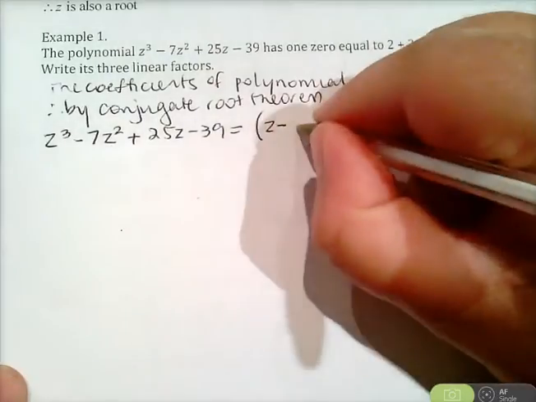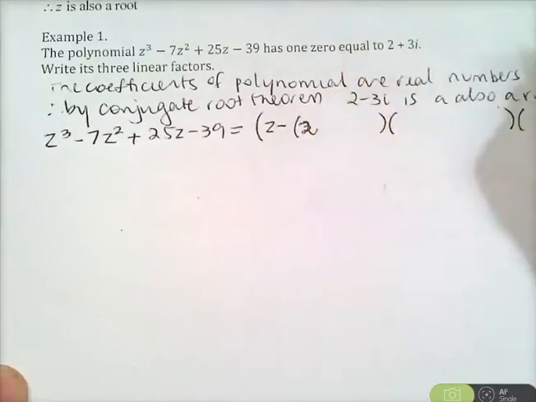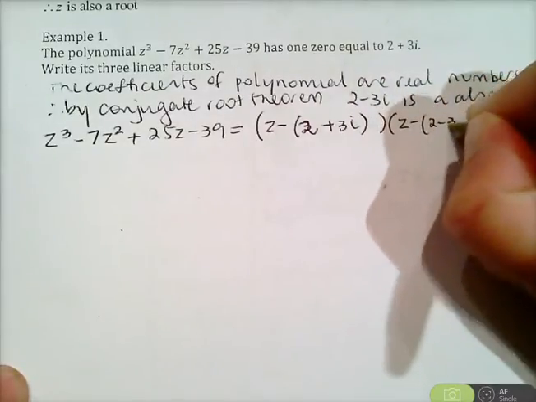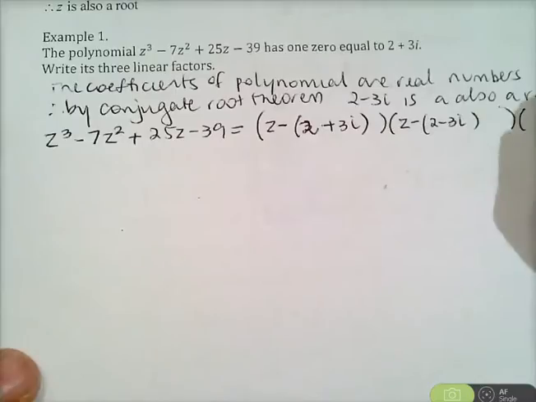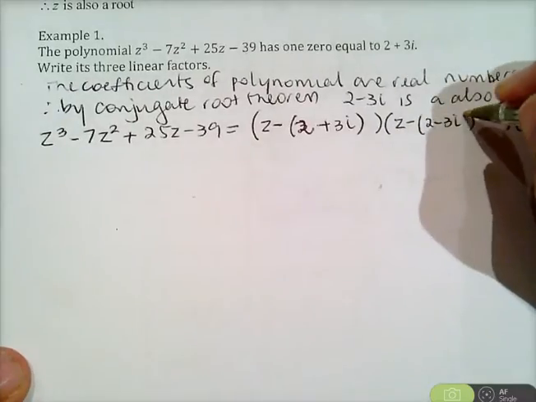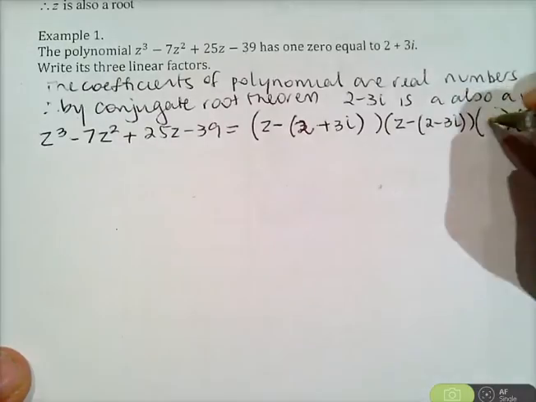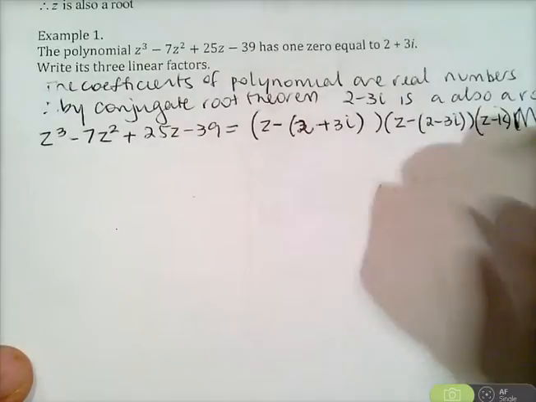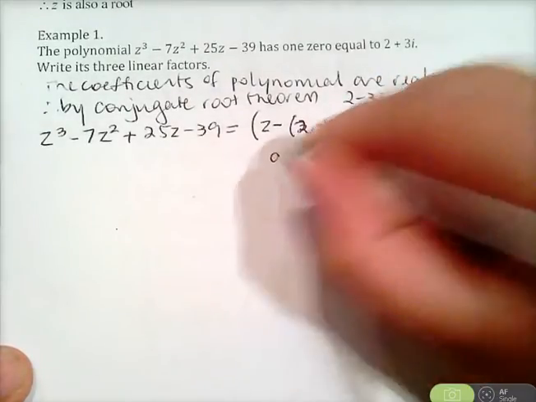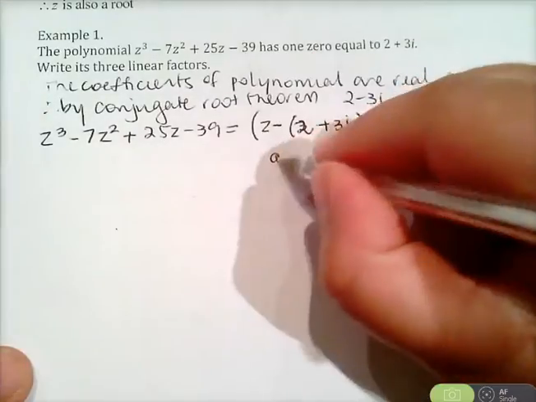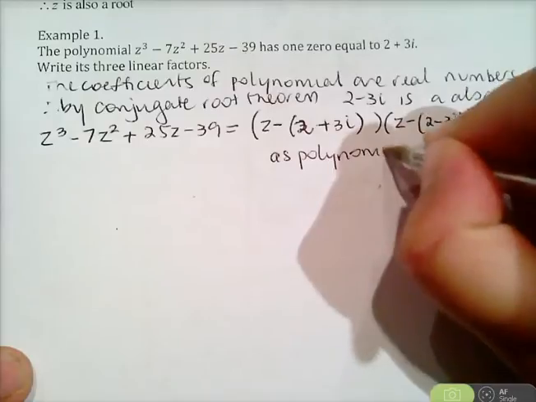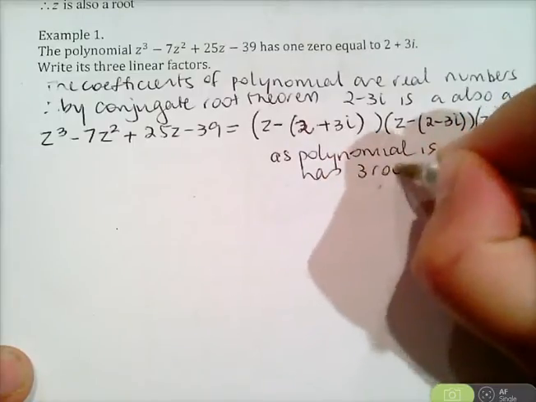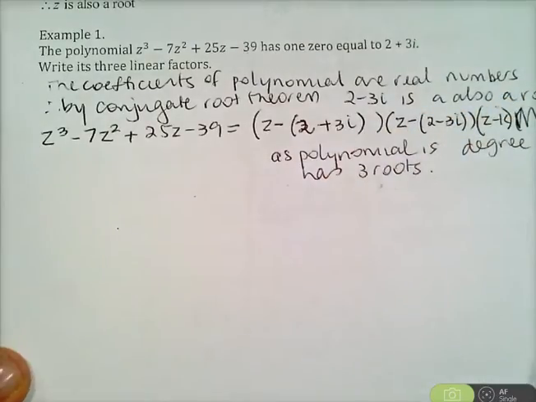And so far they are z minus 2 plus 3i. Then we've got z minus 2 minus 3i. And we've also got z minus k, which is notice as the polynomial. So as the polynomial is degree 3 and therefore has 3 roots, that's why we can write this out as a product of 3 linear factors.